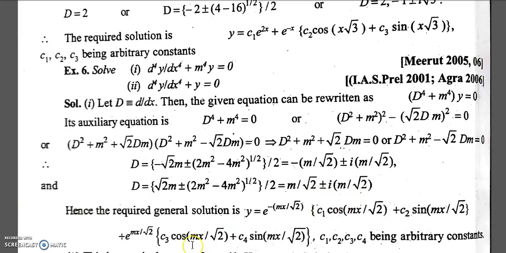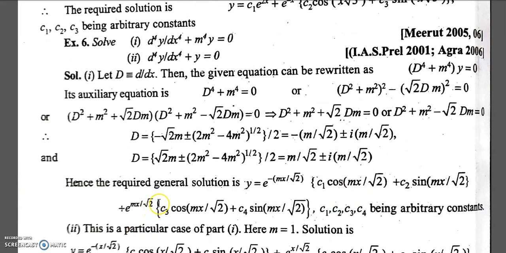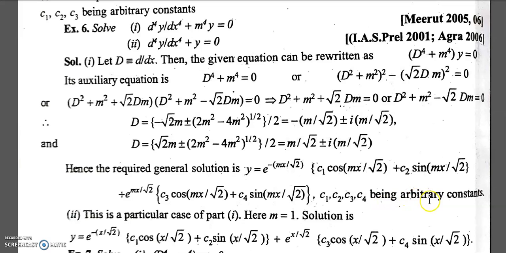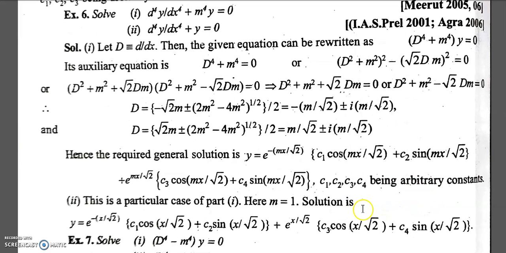And for the second pair you have to write e to the power mx by root 2, that is e to the power alpha x, and then c3 cos mx by root 2 plus c4 sin mx by root 2, where c1, c2, c3, c4 are arbitrary constants. Okay, and the next one is for a particular value of m, that is 1.